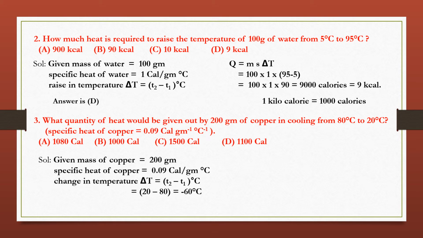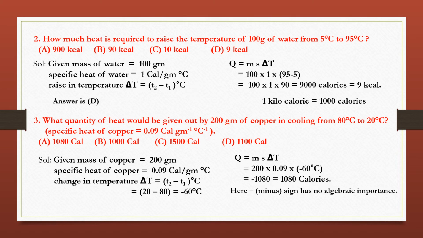Here minus 60 means heat is released by the system, or heat is given out. So substitute these values in the formula Q = mSΔT. So mass 200, specific heat 0.09, change in temperature minus 60. We get the answer as minus 1080, and that can be written as only 1080 calories. Here the minus sign has no algebraic importance, it just indicates heat is given out by the system.